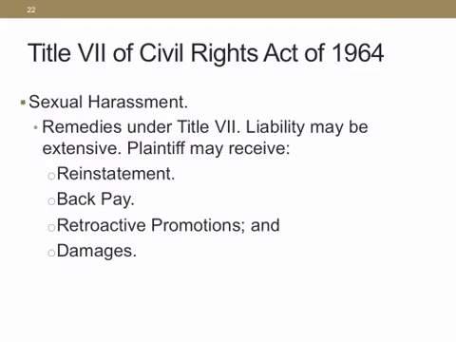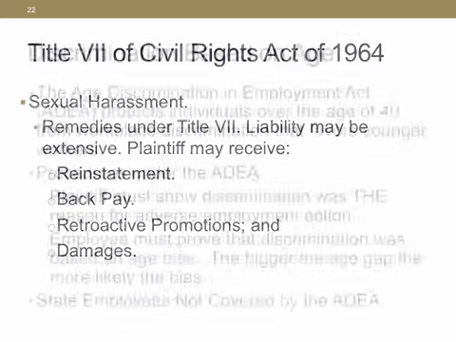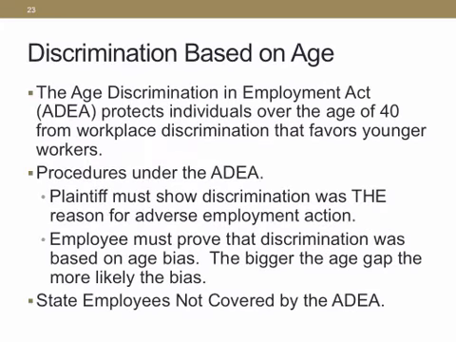Remedies under Title VII could include reinstatement, back pay for the time the person was not employed, retroactive promotion, and even damages. Separate from Title VII is the ADEA, the Age Discrimination in Employment Act, which protects individuals over the age of 40 from workplace discrimination that favors younger workers. Basically, you need to show that you're part of that protected class, meaning that you're over the age of 40, and that the discrimination was based on age bias. The bigger that age gap, the more likely it is that it's a bias.